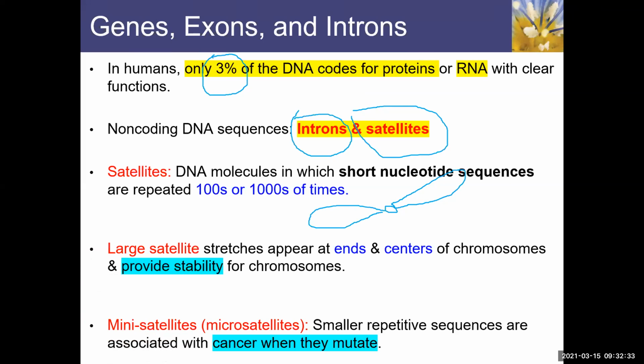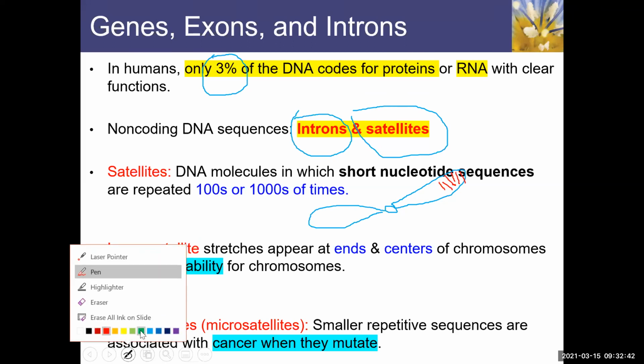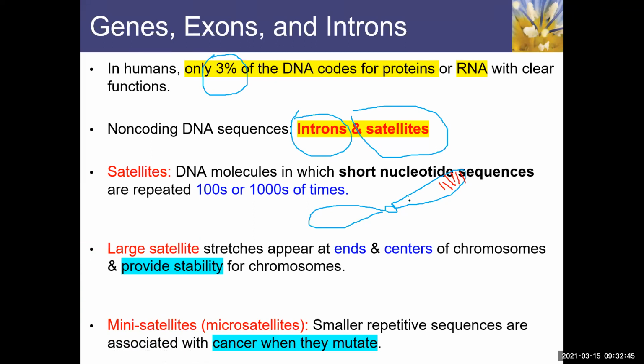For example, at this end I have adenine, adenine, adenine, adenine, adenine, adenine. Somewhere in the middle I have guanine, guanine, guanine, guanine. Maybe here also I have cytosine, cytosine, cytosine, cytosine. So on a chromosome, you will find these non-coding sequences. You will find some of them even in the centromeres as well, like guanine, guanine, guanine, guanine.